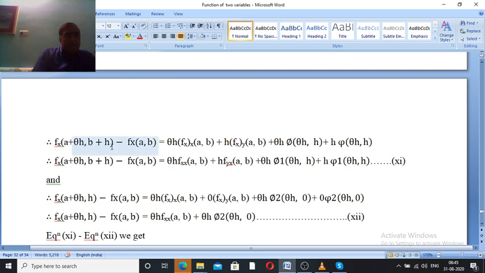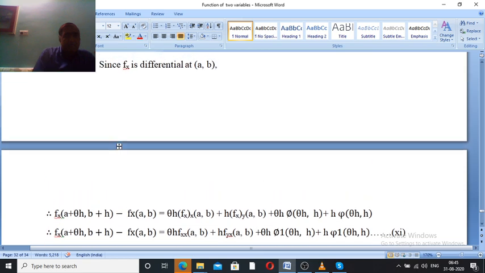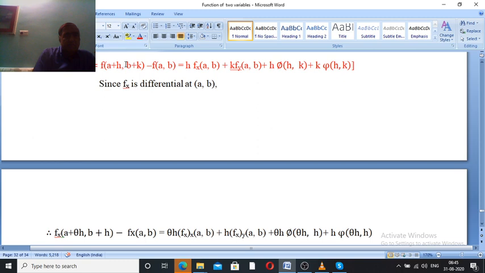f(a+θh, b+h) − f(a,b). Here θh instead of h, here h only instead of k. Therefore, f(a+h, b+k) − f(a,b). Here h times, therefore instead of h here θh. Here θh. Therefore θh.